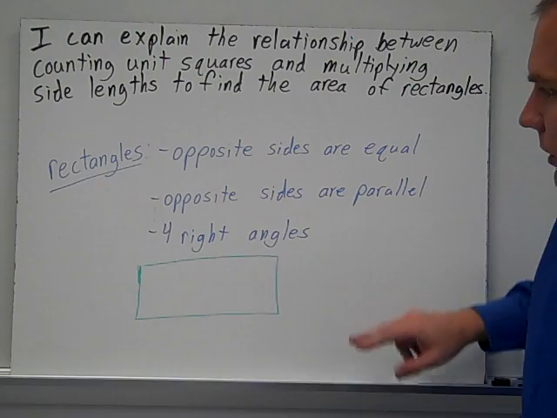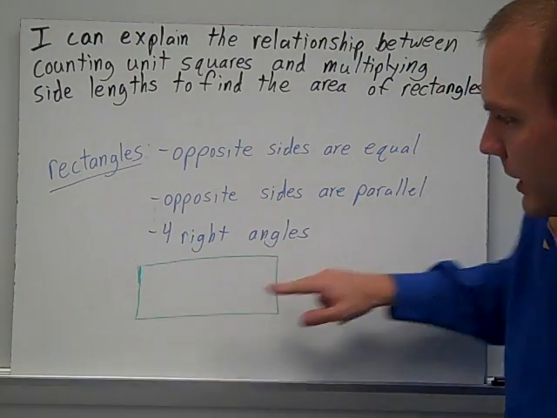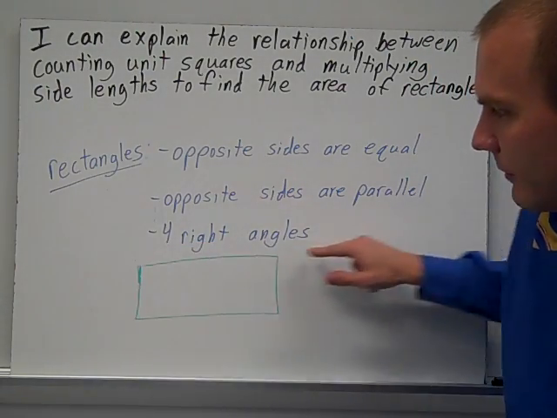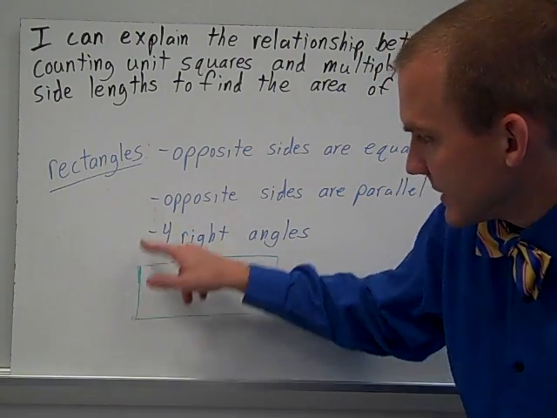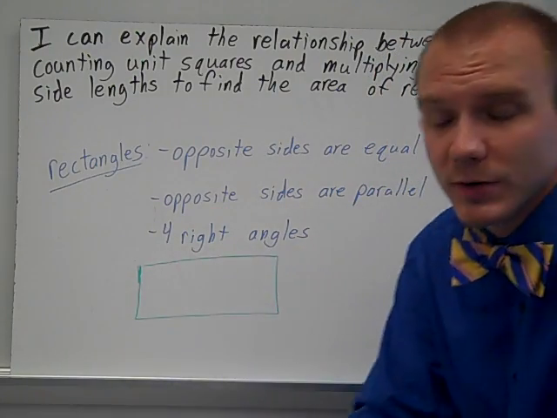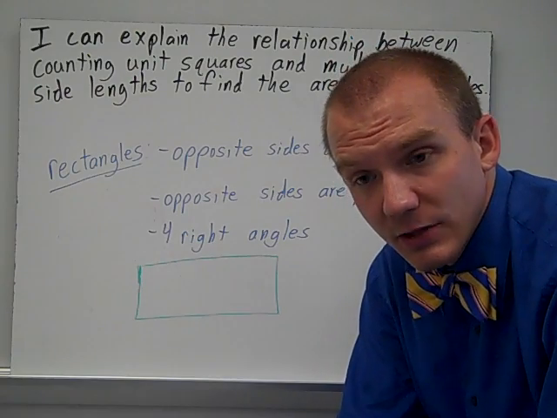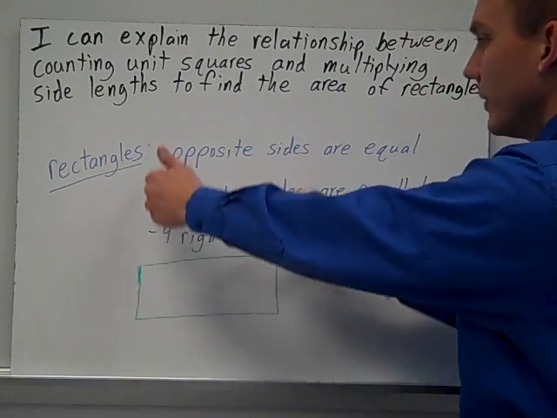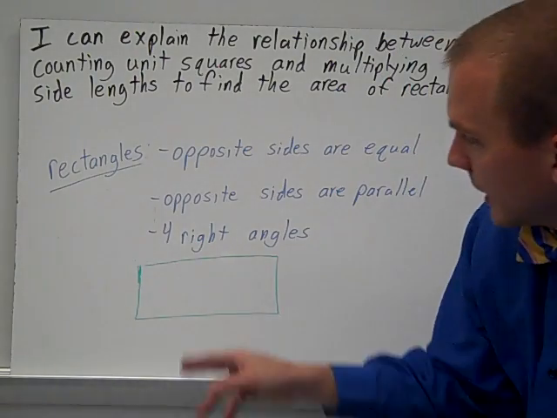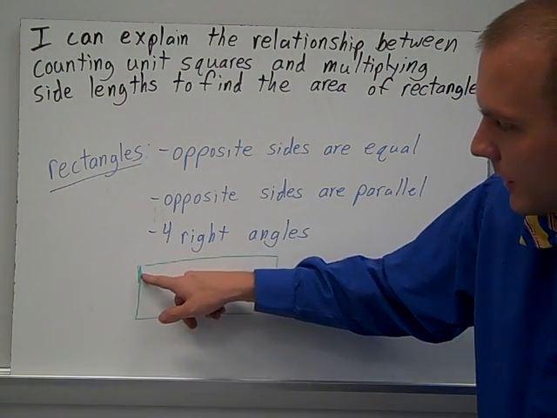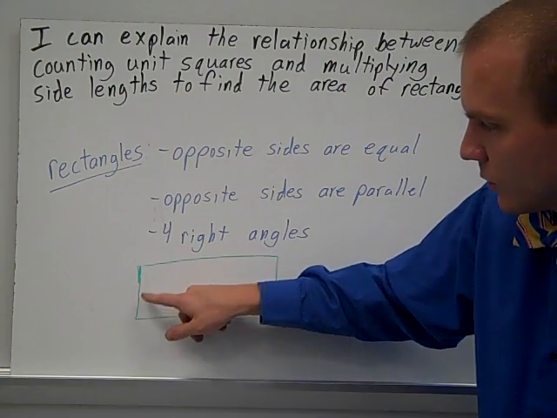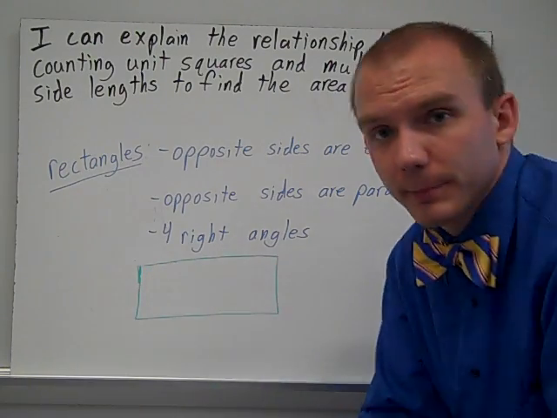Opposite sides are parallel. That means that if you were to carry them on forever and ever, the top and the bottom would never cross. And the two sides, the left and the right, again, they would never cross or intersect. That's what parallel means. Just keep them going on and on, they would never meet. And there's 4 right angles, which is hard to draw perfectly, but it basically means that these are perfect square corners in every single corner.